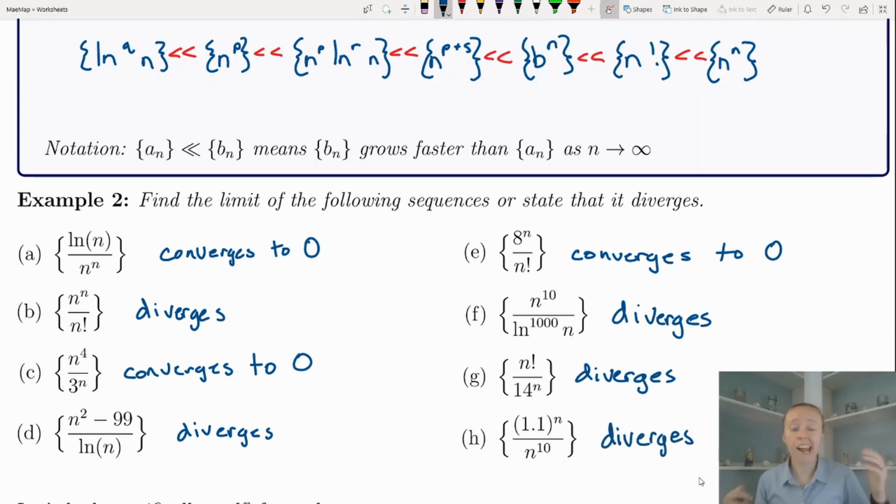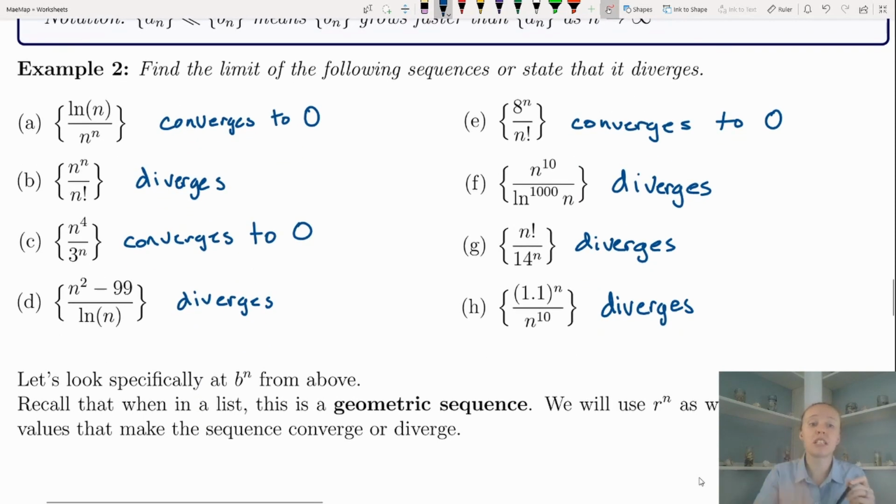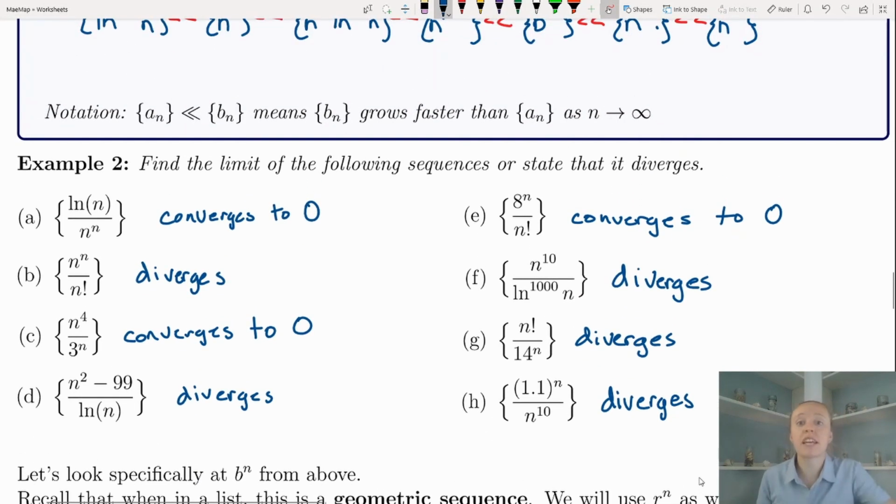So we just did a through h in a matter of a few minutes. Imagine if we were to write out the limit of each and then use L'Hopital's rule when we got infinity over infinity. This would be very tedious to do. However, with growth rates, we did it in a snap. So now that we've discussed growth rates, let's look specifically at this b to the n from up above.